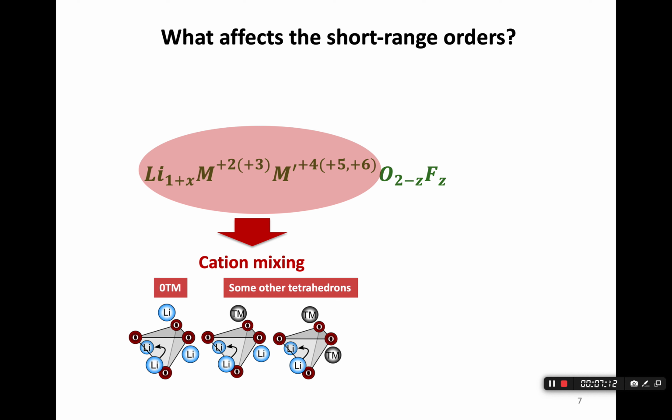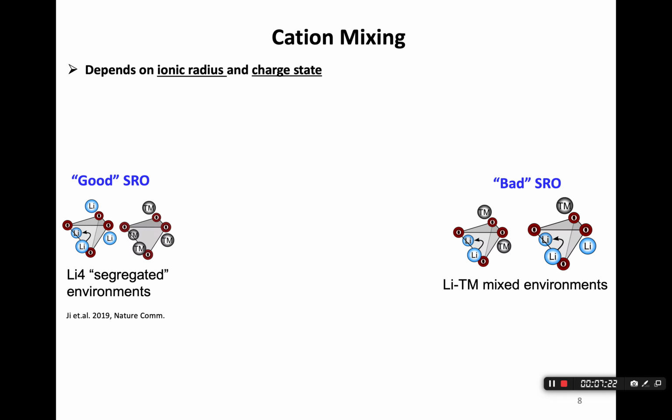At the same time, the anion also matters, because the oxygen and fluorine distribution can indirectly influence the cation mixing. So let me show you some schematic pictures. Here we want some good short-range order, which looks like we have lithium-rich environments and lithium-poor environments. At the same time, we want the lithium-rich environment to percolate, right?